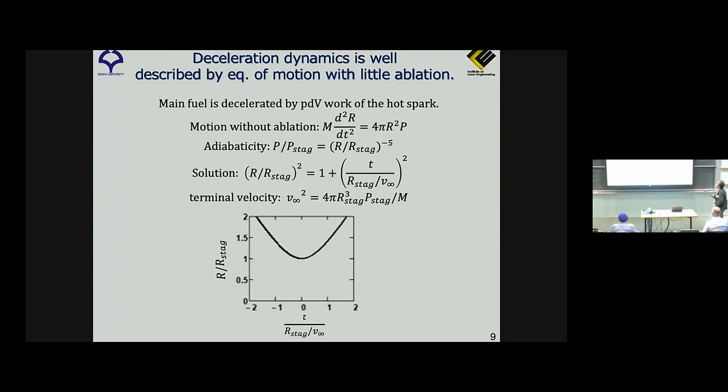It's a quadrature relation between the radius and time. It is surprising that such a simple solution is very universal. There is no exception if we give the terminal velocity, which is determined by the pressure times volume divided by the mass. So there is only one unique curve in the deceleration phase.